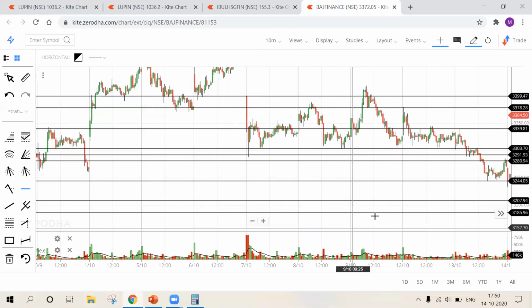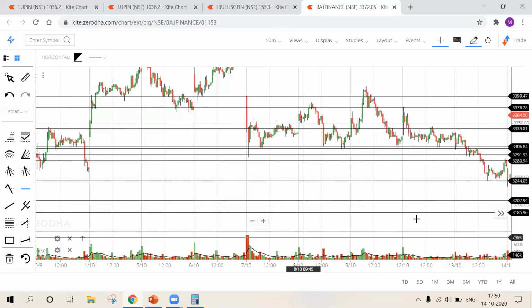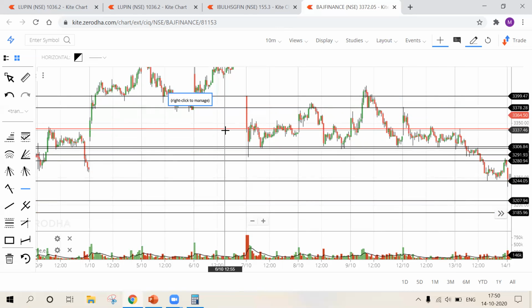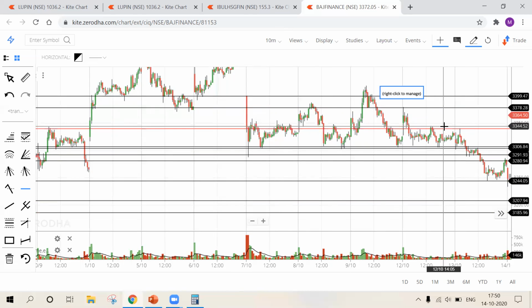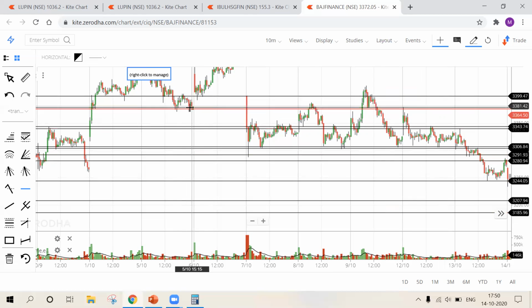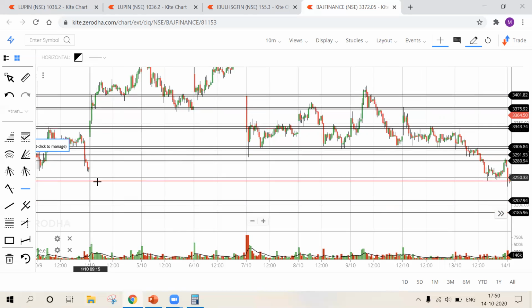So yes, this level seems to me a good support and resistance level. So I'll draw this level. And this level also, because look here, it is acting as a resistance here, resistance here, and resistance here. So I'll draw this level also. That is up. And look at this level. This level is also acting as support here. And also look at this level. This level is also acting as a good level.